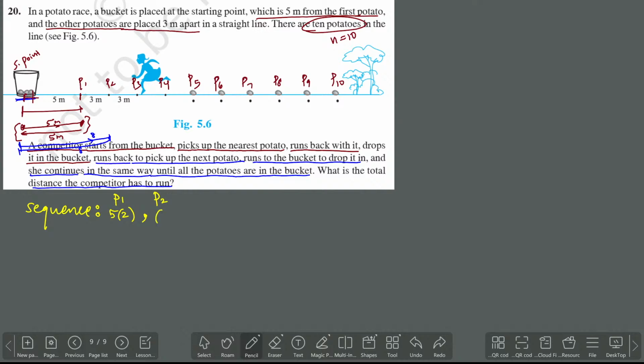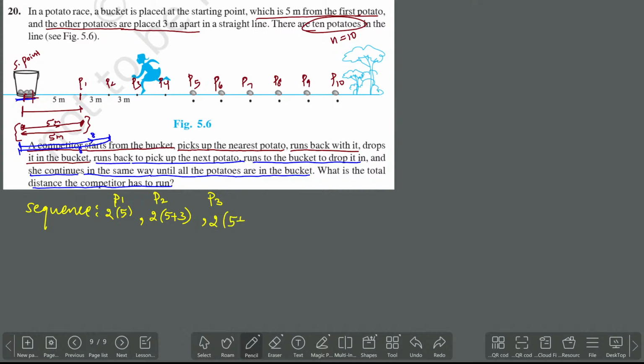Listen carefully. Here I will give 2, and the distance covered I will give in brackets. Here also they will run 2 times, for going and coming back to the bucket. But how much are they covering? 5 meter along with the second potato means 3 meter. Then totally how much is it coming? 8 meter. For taking the third potato, 2 times they have to run.